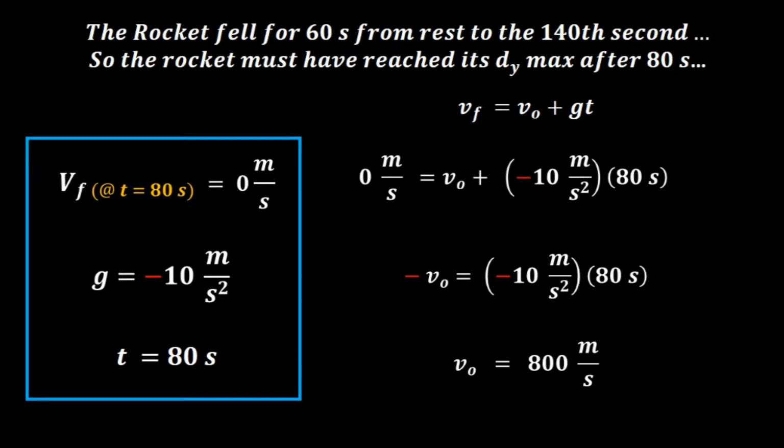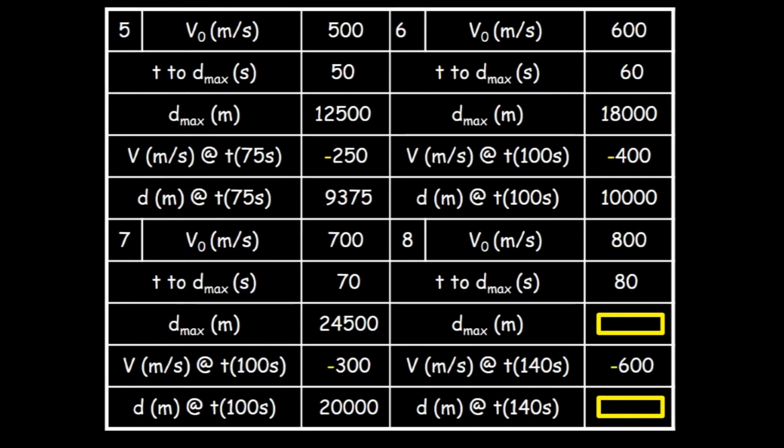Well, the V final at t equals 80 seconds is going to be 0 meters per second, and you're going to have a negative g, and that's going to clearly come out to be 800 meters per second as the initial value.